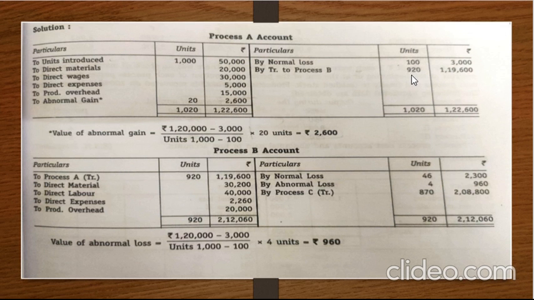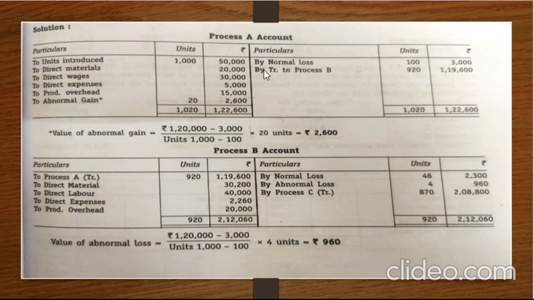So what is that 20? The 20 is nothing but abnormal gain. When the input is less than the output number of units, that difference is called abnormal gain. You will also have abnormal loss. When is it called abnormal loss? When your inputs are more and your output is less. Your debit side is your input and your credit side is your output. So when your input units are more than your output units, that difference is known as abnormal loss, which will be recorded in your credit side, or output side.